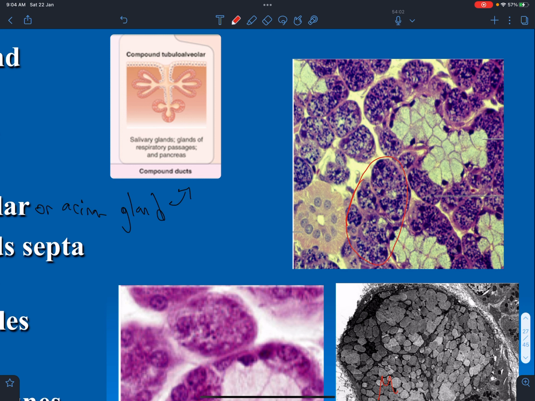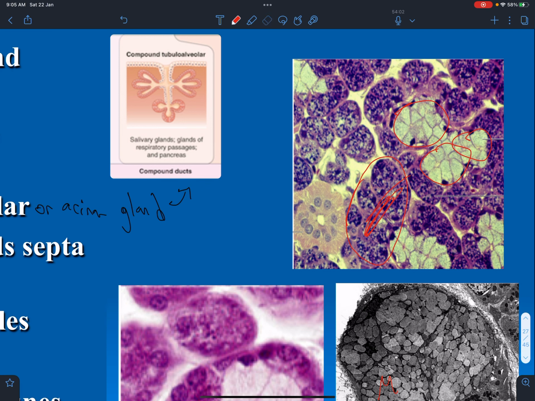Many granules. But we can also see the presence of mucus cells, which appear pale because mucin stains pale in H&E stain, okay? So you see the presence of these mucus cells and these serous cells. So in that case, this is either submandibular or sublingual. Why do I say either? That's because the only difference between submandibular and sublingual histologically is the proportion of serous and mucus cells.